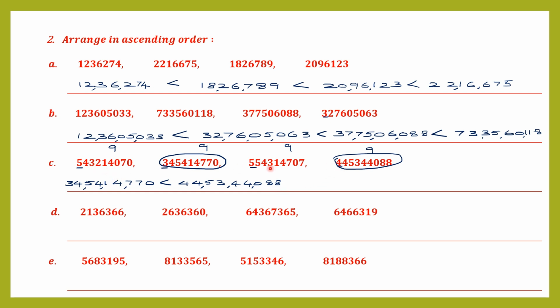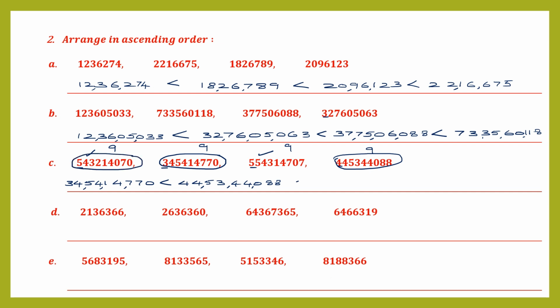Let's look at these two. Here the extreme left is 5 and 5. Go to the next digit. Here it is 4 and here it is 5. So in this number we have 4, in this number we have 5. So which is smaller? 4. So this number should come next. So let's write down this number next.